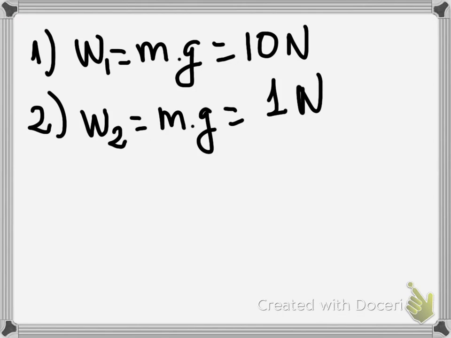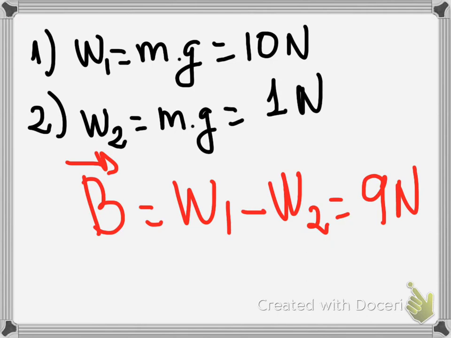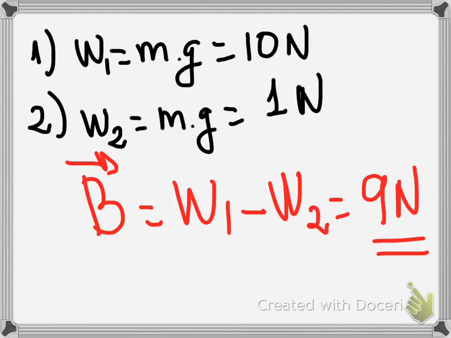So the buoyancy is going to be calculated very easily by the difference between weight 1 minus weight 2. So it's going to be 9 newtons, right? So the force that is pushing up the object in this second experiment is the buoyancy, and its value is 9 newtons.